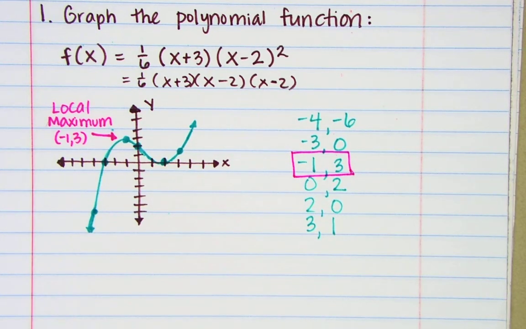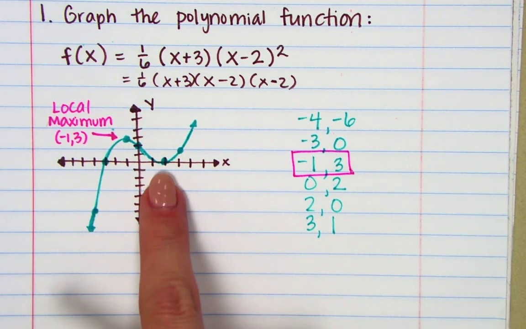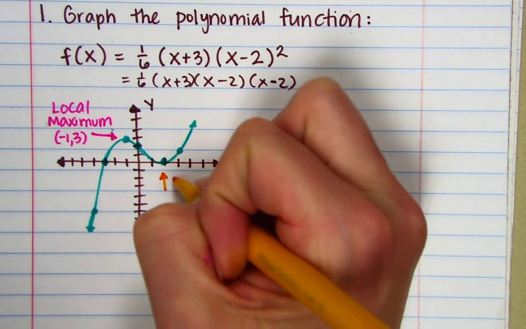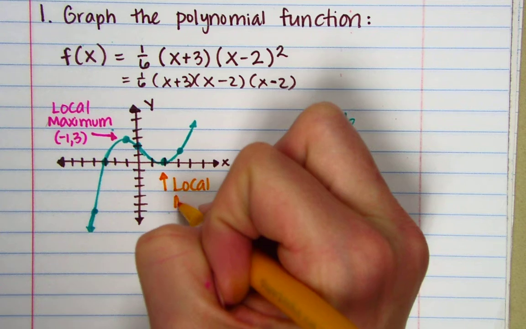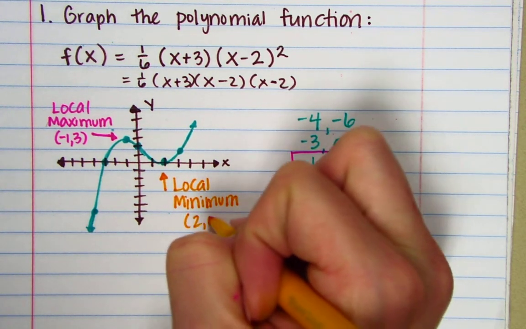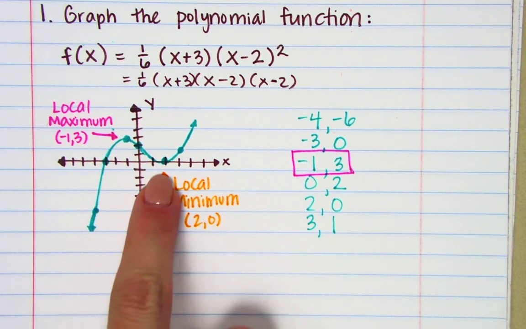And then what could be your local minimum? Right, it has to be a turning point. That is the lowest one we can see. (2, 0), right? It's a turning point right here. It's also the x-intercept, which happens to be more than one thing. But yes, it's our local minimum. On this graph, there's one local maximum and one local minimum.